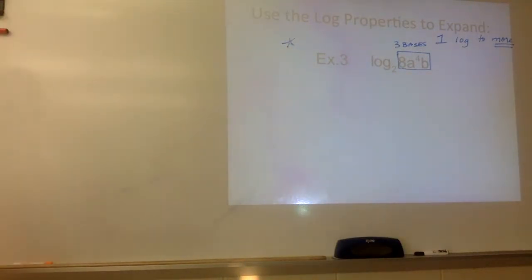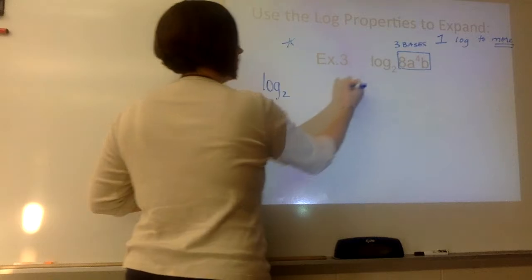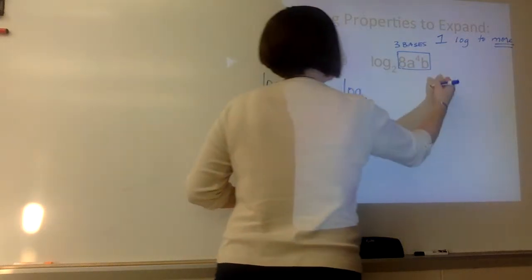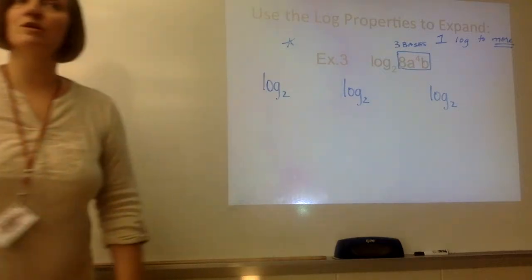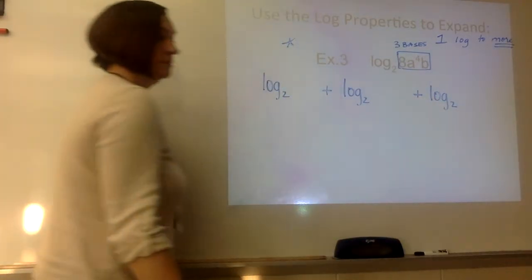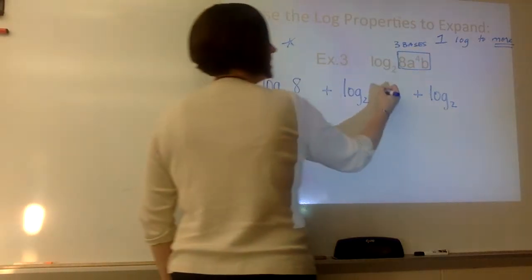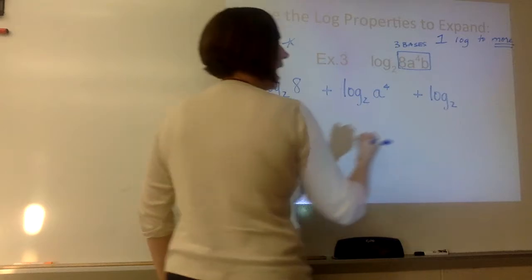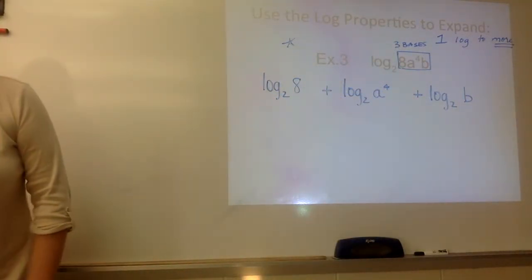The number of bases tells you how many logs to expand to. So I'm going to have log base 2, log base 2, log base 2. This is multiplication in the answer spot, which means I'm going to be adding the logs. I've got log base 2 of 8, log base 2 of A to the 4th, and log base 2 of B. The number of bases tells you the number of logs to expand to.